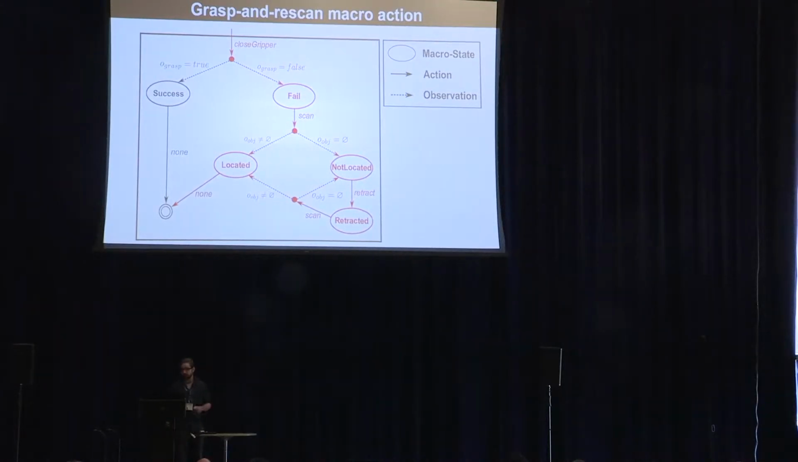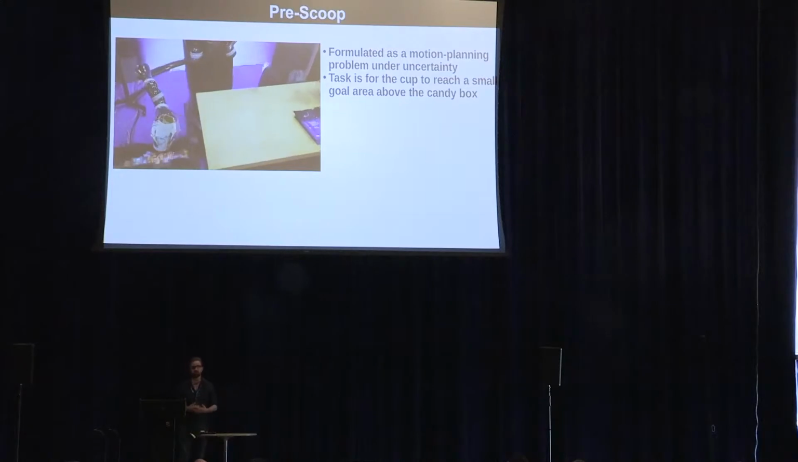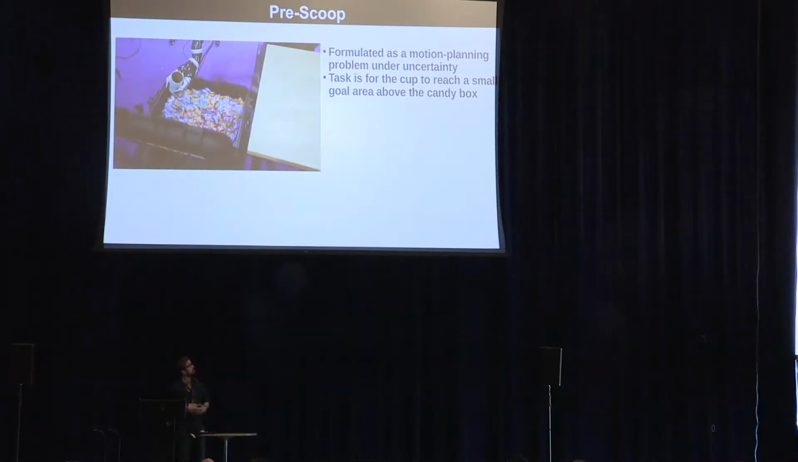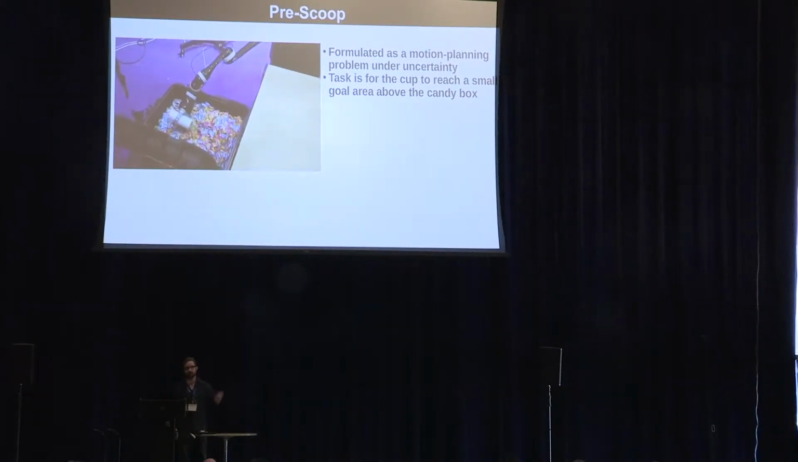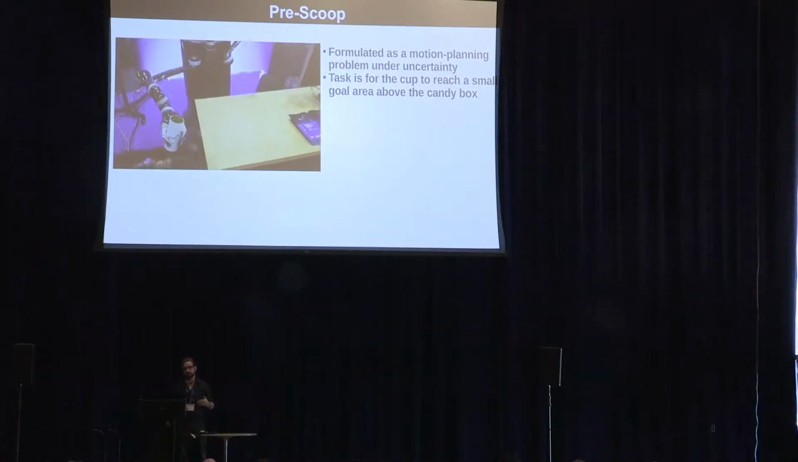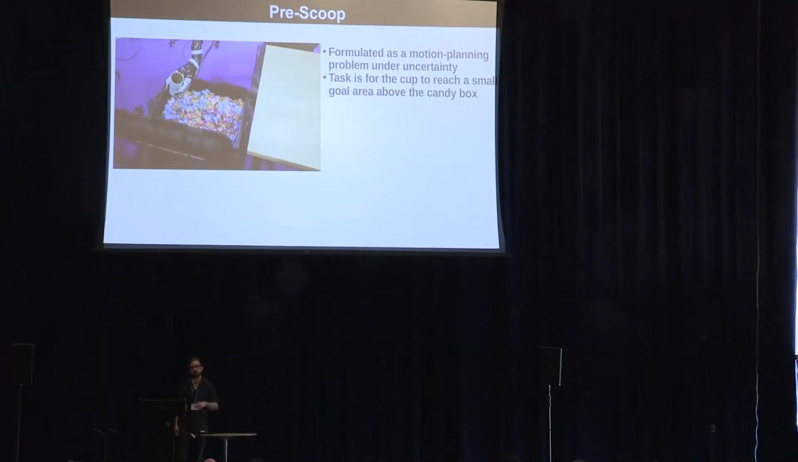Okay, so after we've specified the picking problem, we're now looking at the pre-scoop problem, where the task is to move the cup to a pose near the candy box that is beneficial for scooping. So this problem is formulated as a motion planning problem under uncertainty, where the robot has to bring the cup to a small goal area above the candy box, such that the opening of the cup faces the candy surface. Where here we are using the same state, action, and observation spaces that we had previously, minus the two macro actions.